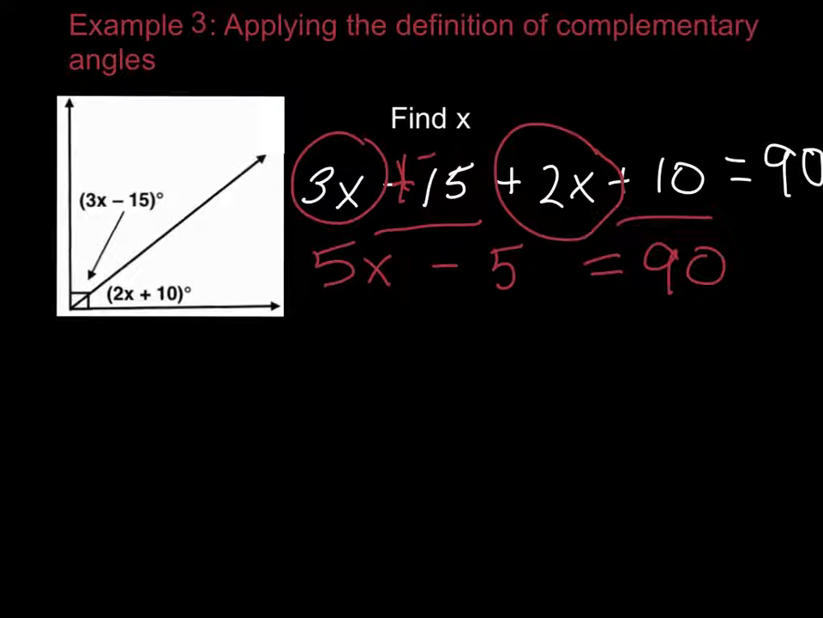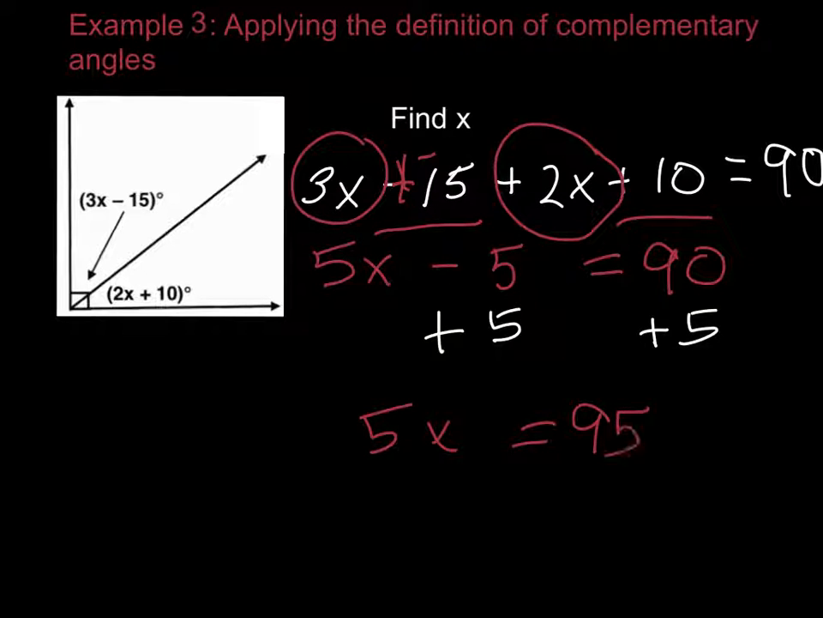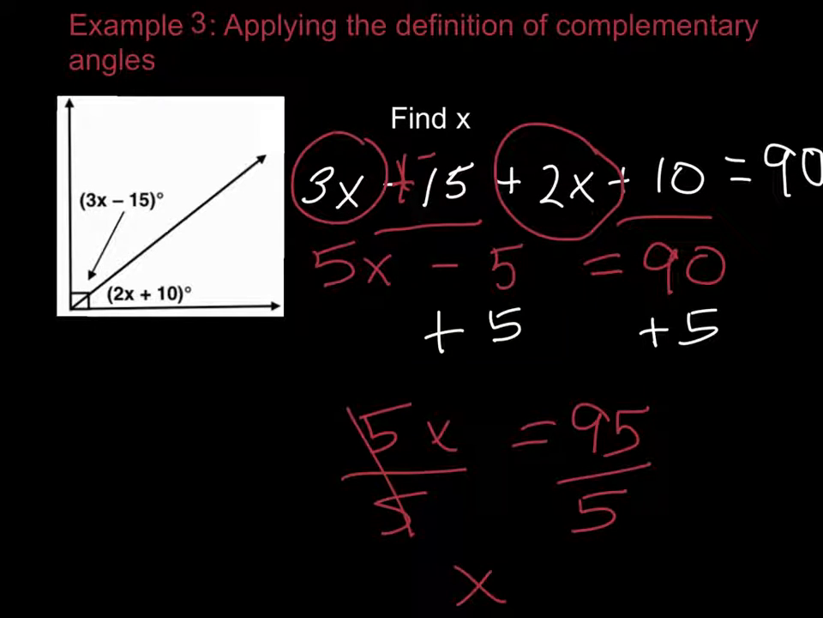All right, now we know that we want to still get that 5 to the other side. So I'm going to add 5 to both sides of this problem. And we now have that 5x is equal to 95. When I divide both sides of this by 5, that's our final step, we'll get that x is equal to 19. So 19 should be the value for x. That gives us these two angles, and the two angles should add up to 90.